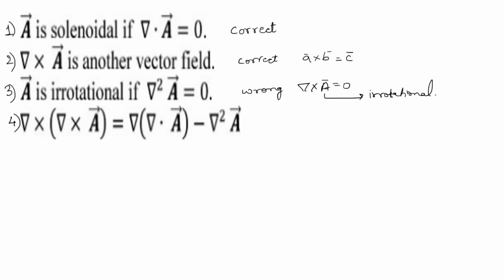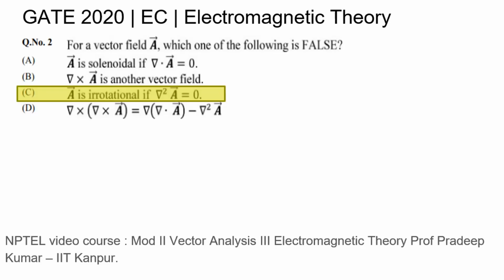And the last option is del cross del cross A is equal to del of del dot A minus del square A. This again is correct. So because we were asked to find which one is the false option, this one is the false option. So option 3 is the correct answer for this question. So marking this option as the correct one, we have C is the right answer.